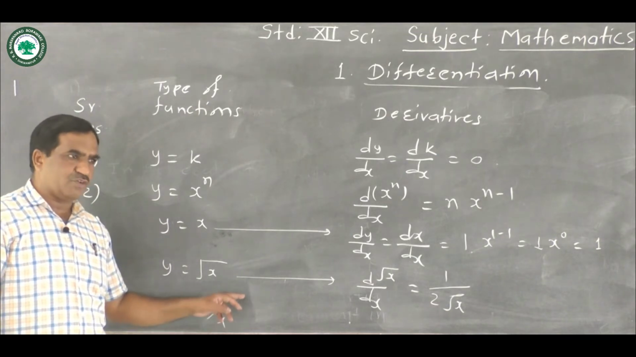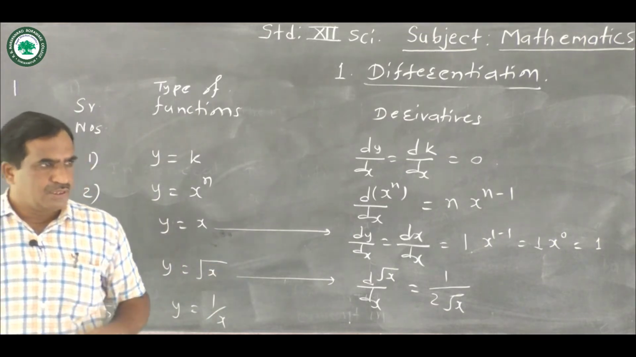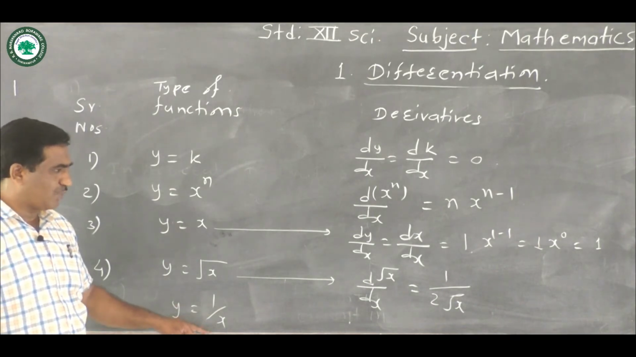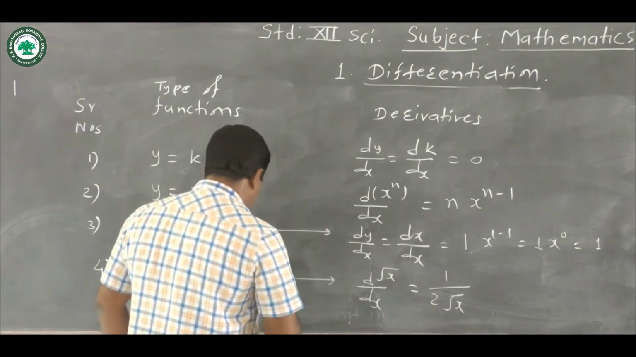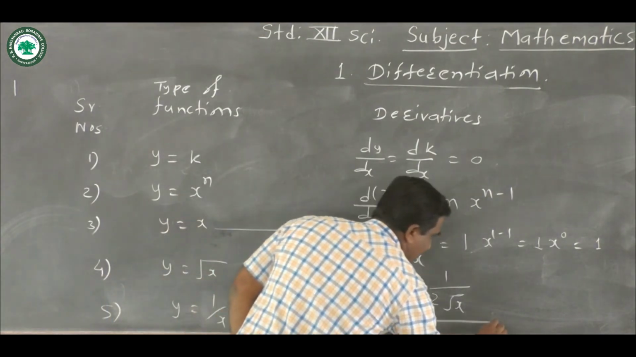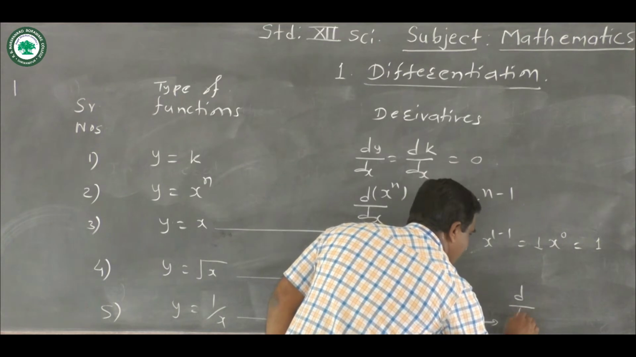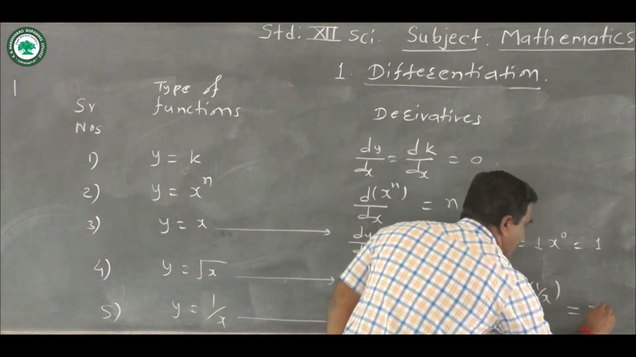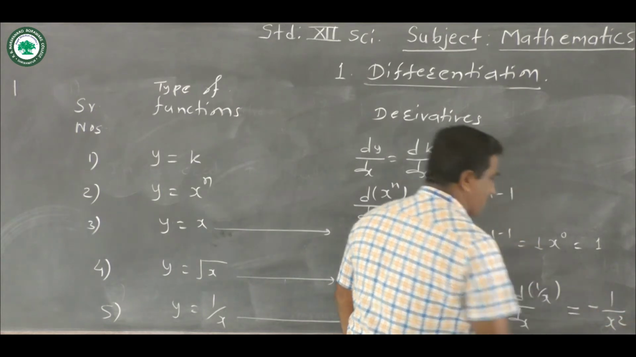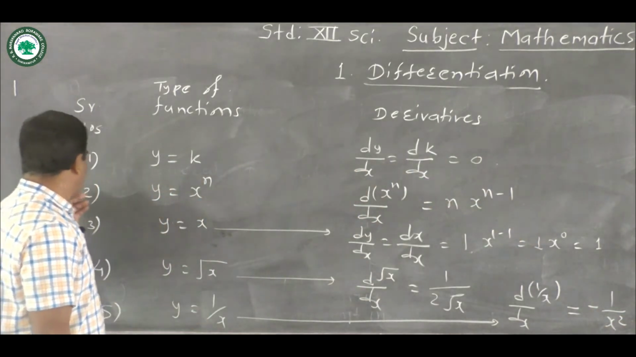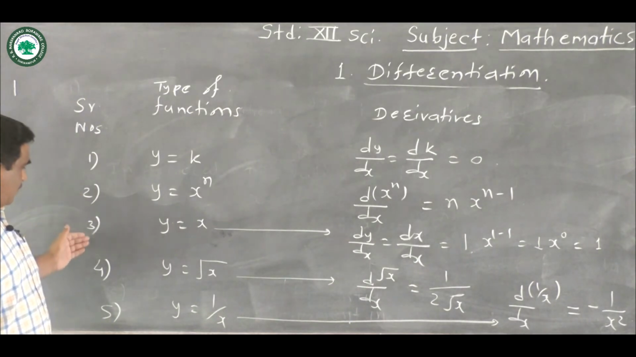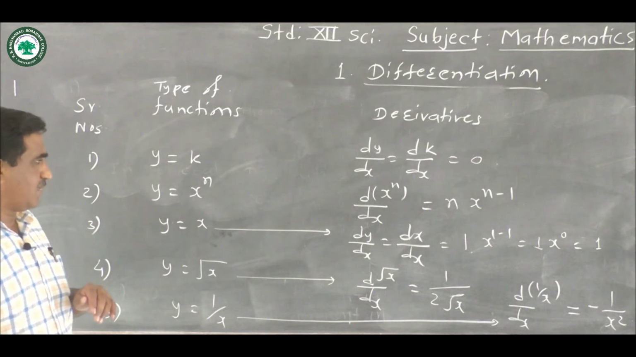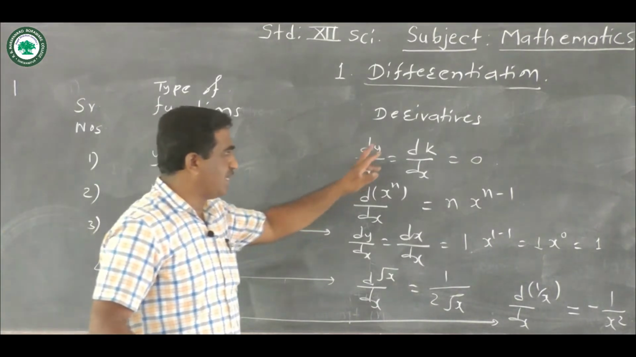Y is equal to x raised to minus 1 by using rules of index. Now the derivative of this function y is equal to 1 upon x with respect to x can be written in the form dy dx of 1 upon x is equal to minus 1 upon x square. Now here from number second, third, fourth and fifth, all these are power functions. Now derivatives of corresponding functions are here.